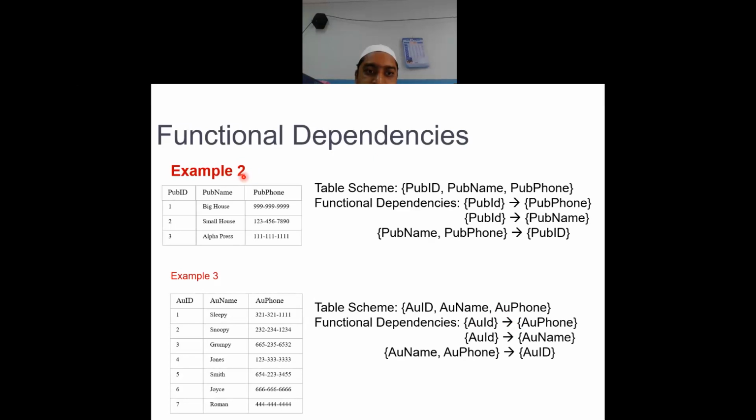I was telling you that phone number is dependent on the publication name and publication ID, or if the publication ID is given, I can get to know the name of the publication as well as the phone number. Similarly, if author ID is given, it can be used for getting to know the name of the author and the phone number. For example, if student number is given, I can get to know the student name as well as the marks of the student.